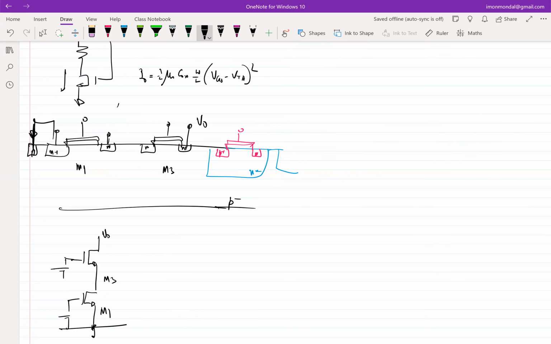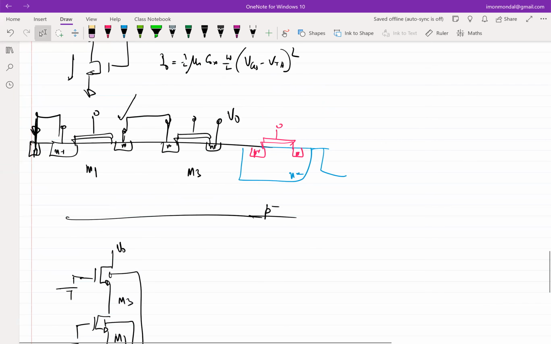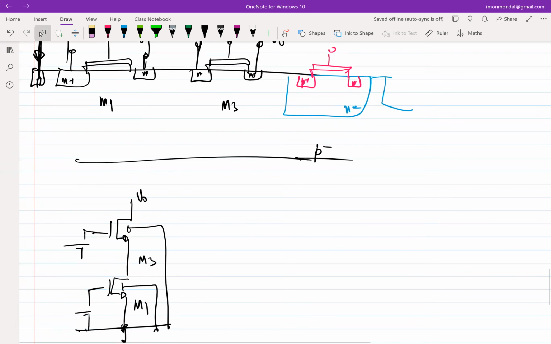This is the drain of M1, this is the source of M3, so these two are connected, right? But what is the body of M3? It is also at ground, right? So the body terminal is grounded in both cases. Okay. So the key thing that happens is the source to body voltage, or the body to source voltage, of M1 is 0, but the body to source voltage of M3 is not 0.